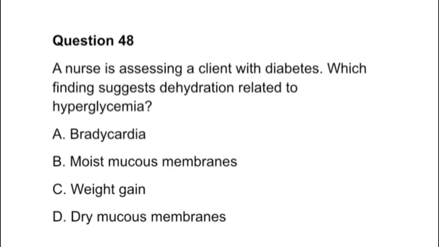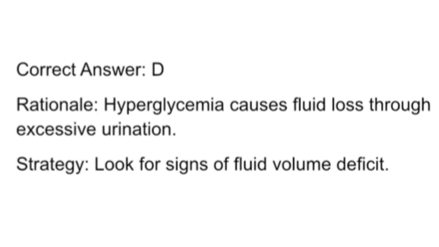Question 48. A nurse is assessing a client with diabetes. Which finding suggests dehydration related to hyperglycemia? A. Bradycardia. B. Moist mucous membranes. C. Weight gain. D. Dry mucous membranes. Correct answer: D. Rationale: Hyperglycemia causes fluid loss through excessive urination. Strategy: Look for signs of fluid volume deficit.